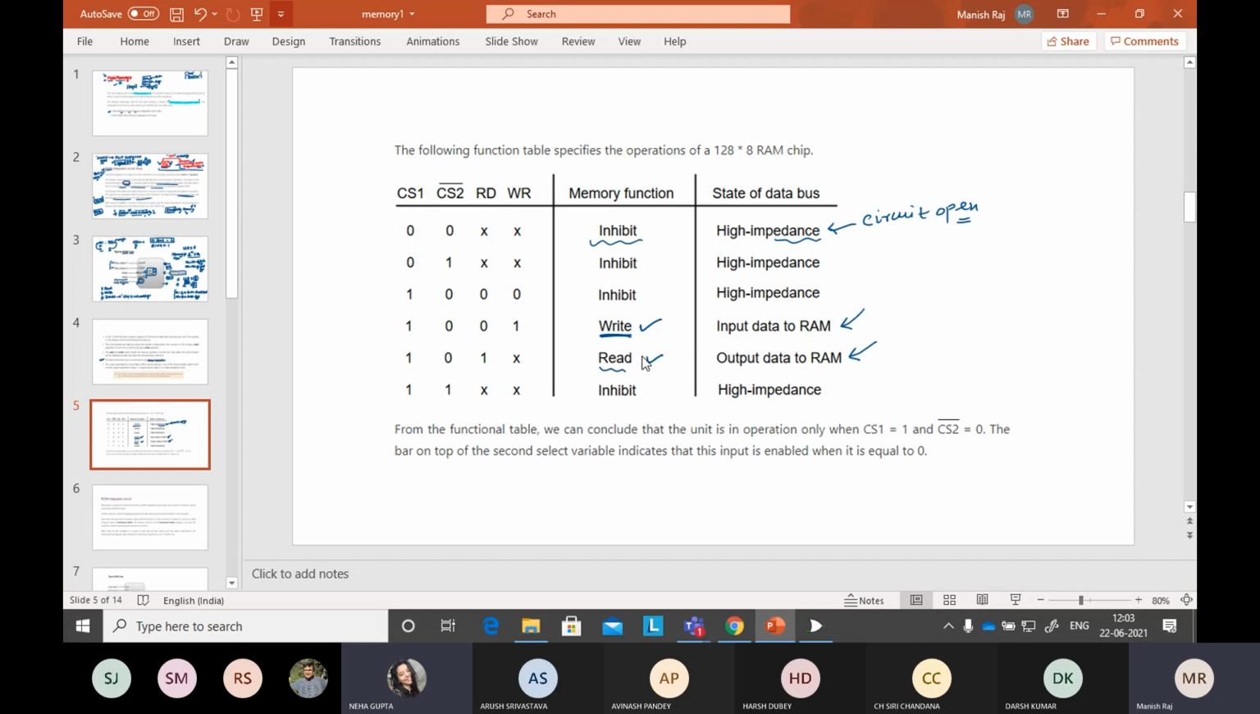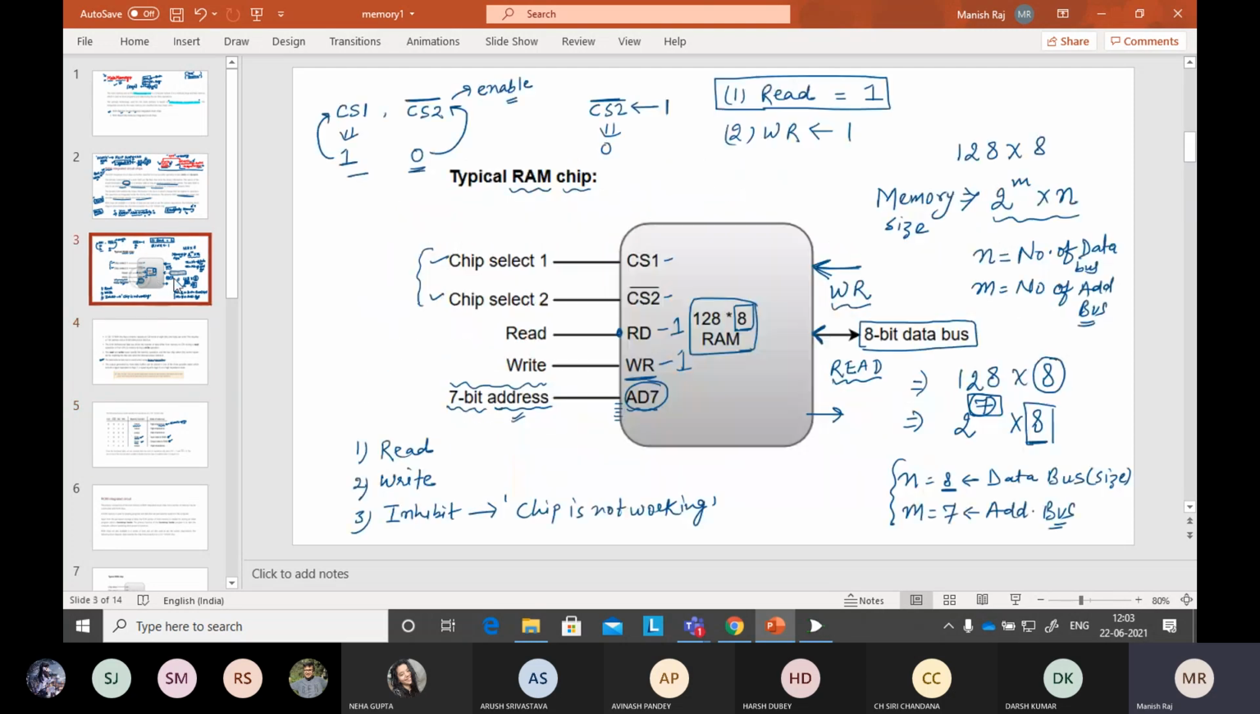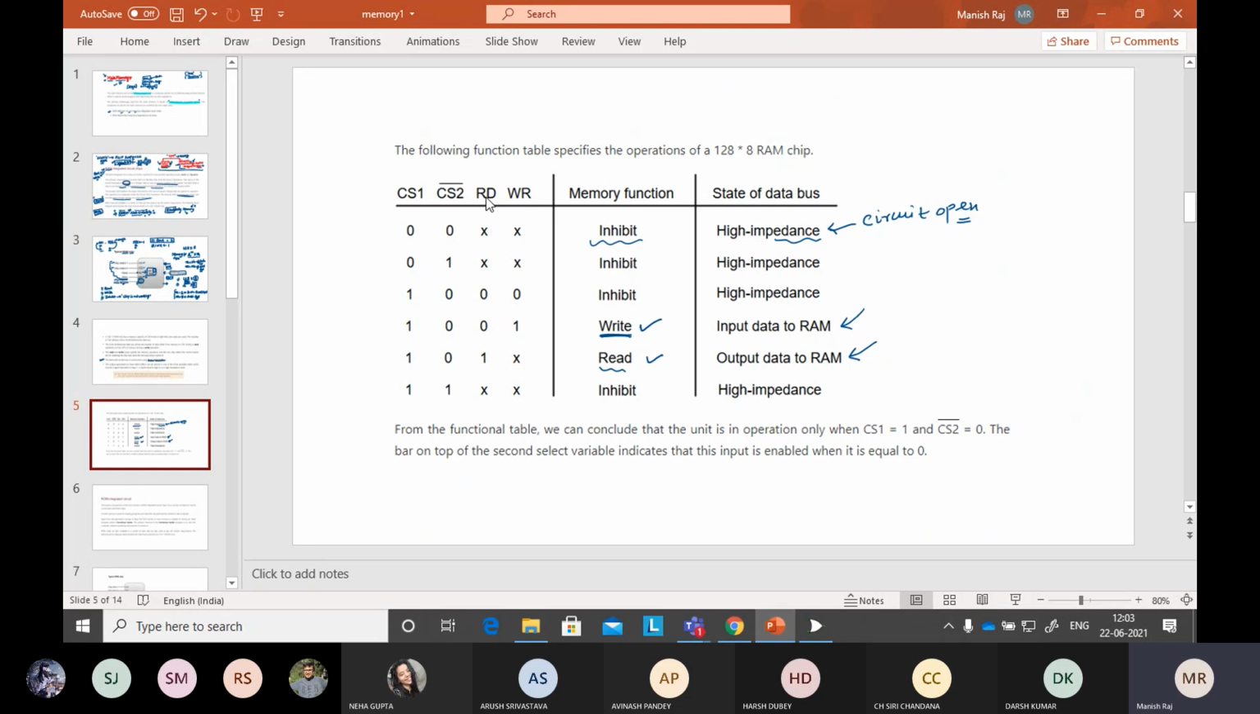Okay, so now tell me, there are four inputs here in your diagram. The address bus I am not using, that is the address bus only. So I am using chip select CS1, CS2 bar, RD, and WR. These inputs are here: CS1, CS2 bar, RD, and WR. First, we will discuss CS1 and CS2 bar.